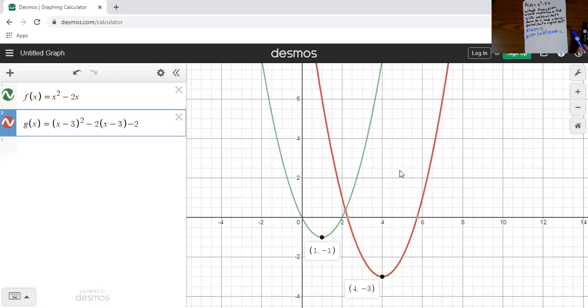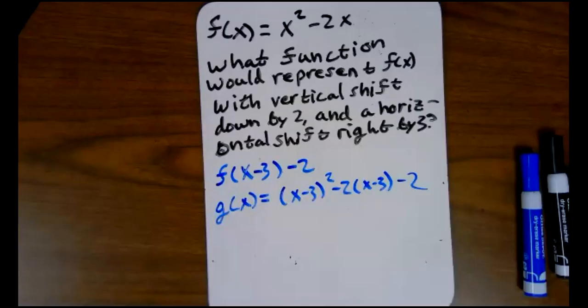So whenever you need to shift something vertically, you just add or subtract on the end of the function. Whenever you want to shift something horizontally, you add or subtract from the x's or t's or v's or whatever variable you're using, usually x. All right. And that is about that for this.